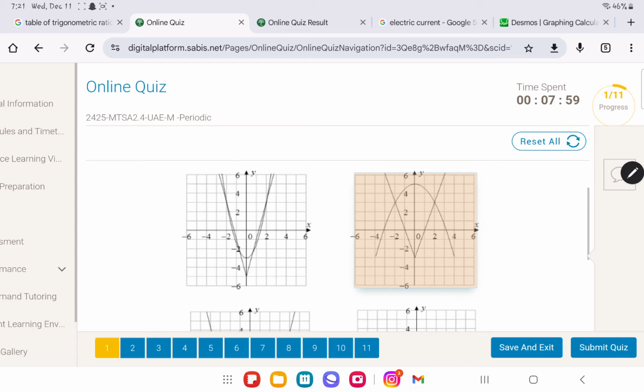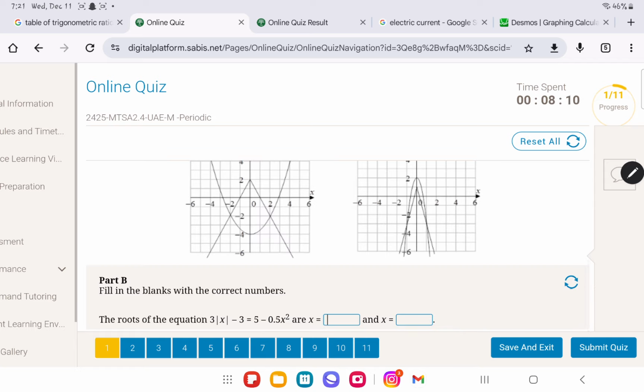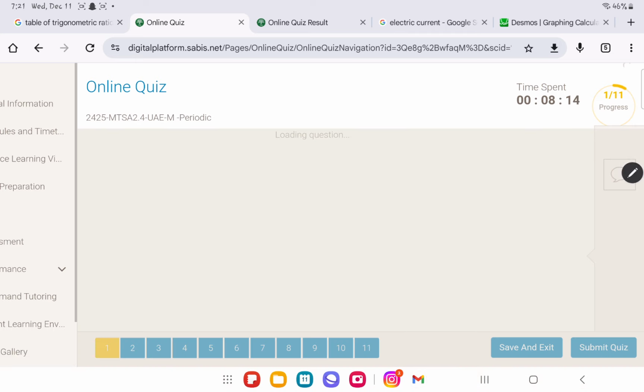When they ask us for the roots, we'll just come back to this graph, okay? We will check these points, the points of intersection of the two graphs, and we will see it is at minus 2 and 2. So x is equal to minus 2 and x is then equal to 2.